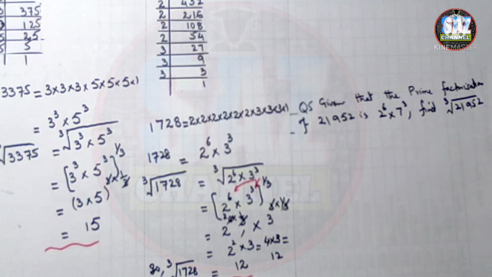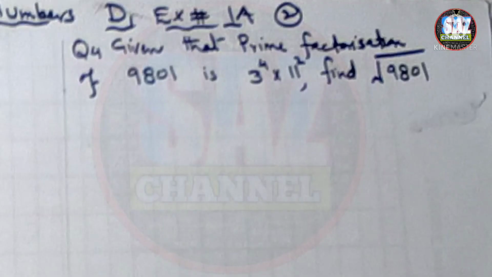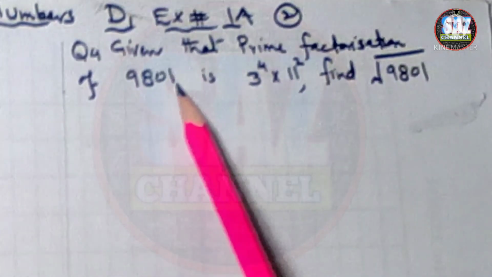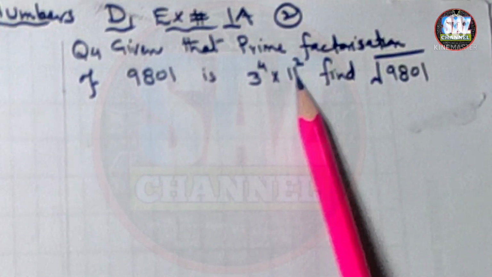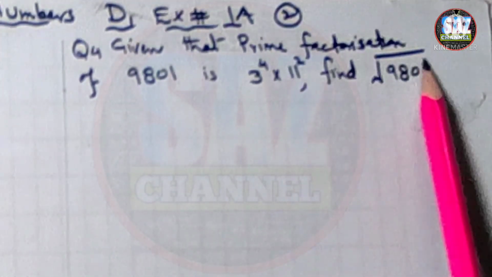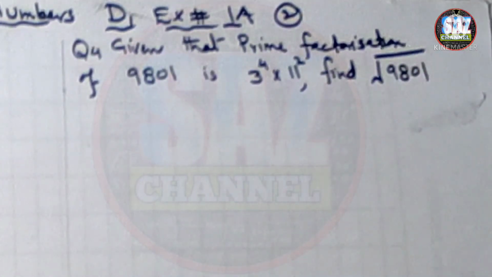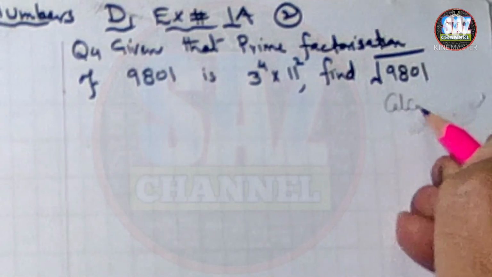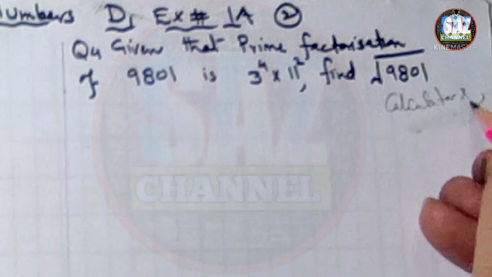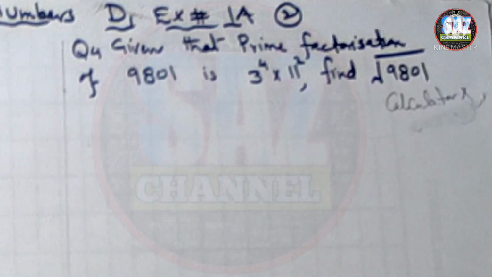I hope you are clear about this question, and let's move to question number 4, and let me compare the data with the book. Question 4 says, given that the prime factorization of 9801 is 3 raised to power 4 multiplied by 11 square, we have to find the square root of 9801 without using a calculator. Calculator not allowed. So let's think what to do.